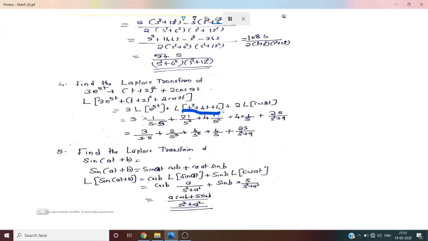What is the Laplace transform of e raised to 5t? The Laplace transform of e raised to 5t is 1 by s minus 5. The Laplace transform of e raised to 8t you have already studied, that is 1 by s minus 8. Now the Laplace transform of t square. What is the Laplace transform of t raised to n? n factorial by s raised to n plus 1. Here the Laplace transform of t square is 2 factorial by s cube, plus 4 into the Laplace transform of t, that is 4 into 1 by s squared, since t is raised to 1.